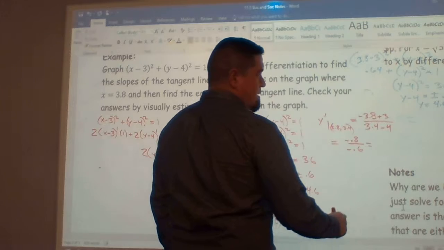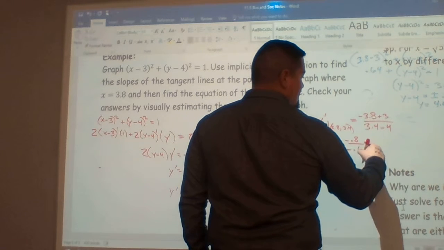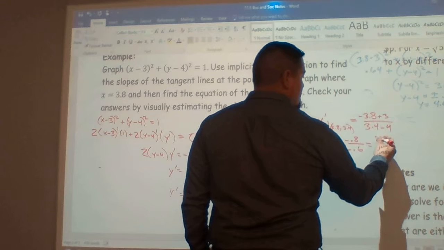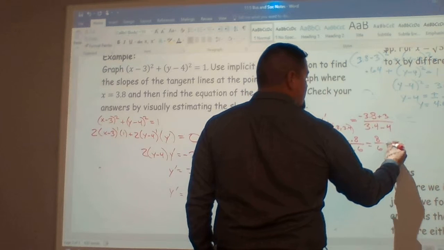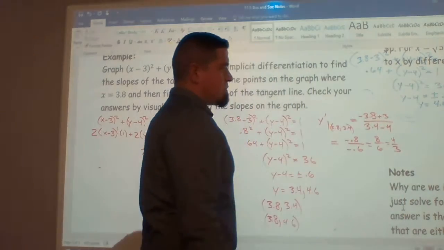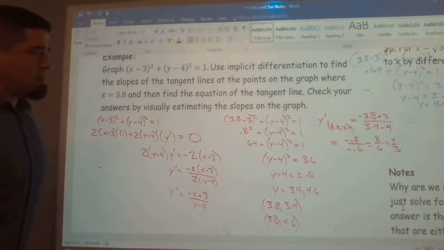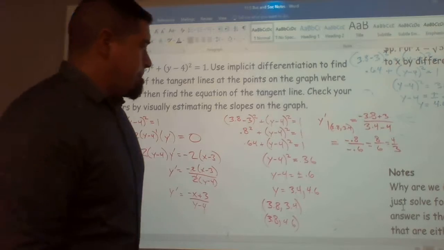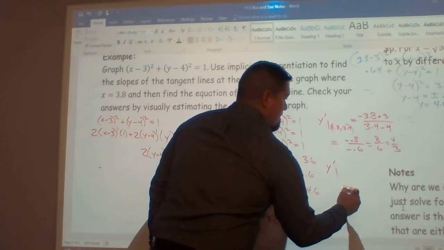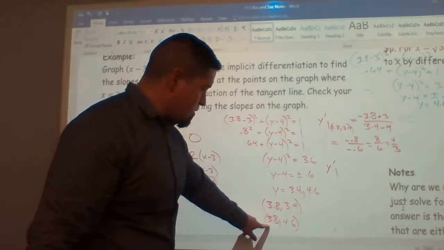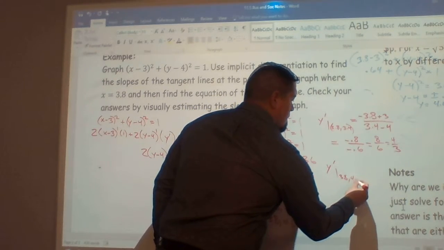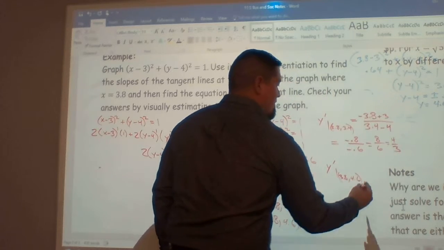The negatives cancel out. And then a trick would be I can multiply that by 10 to get rid of the decimal. You get 8 over 6, which reduces to 4 over 3. So you get 4/3. So from here, you end up with y prime equal to 4/3. We're going to evaluate the other one, 3.8, 4.6.